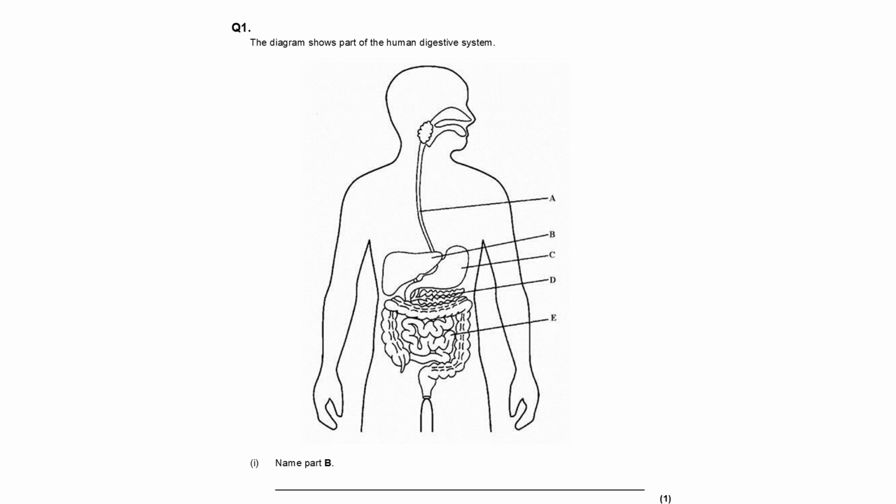Question 1. The diagram shows part of the human digestive system. It's 1 mark, 1 minute to name part B. Pause the video now so that you can answer the question.